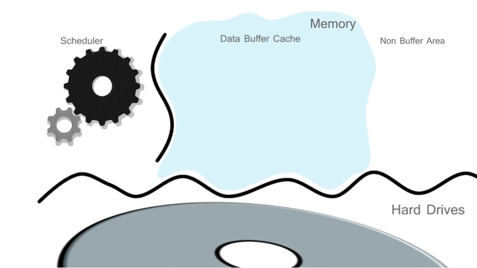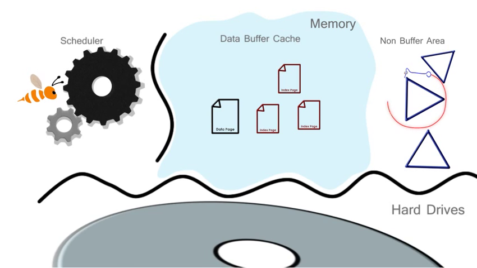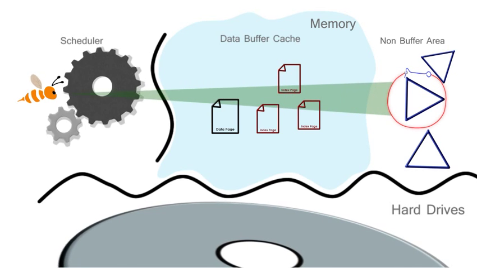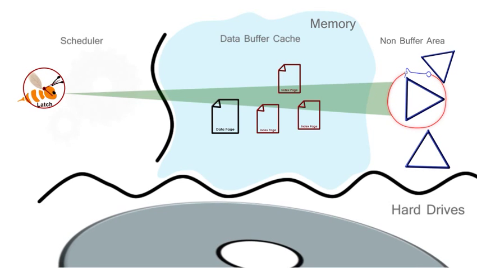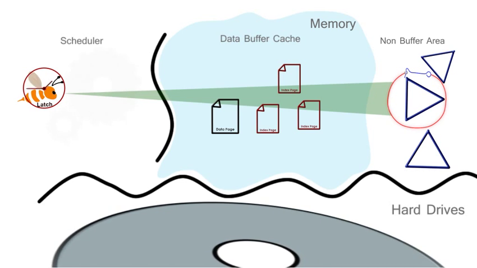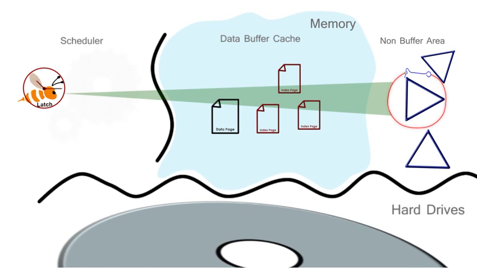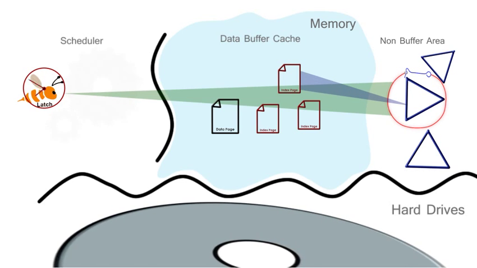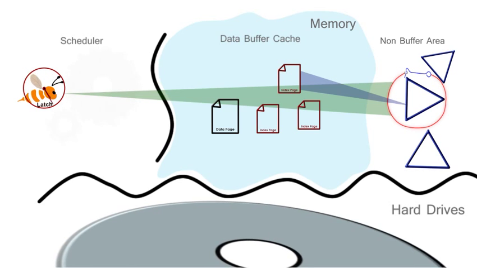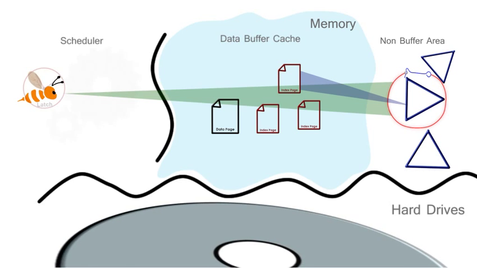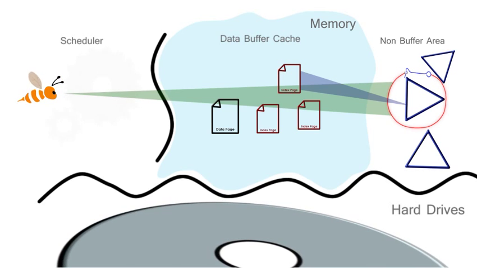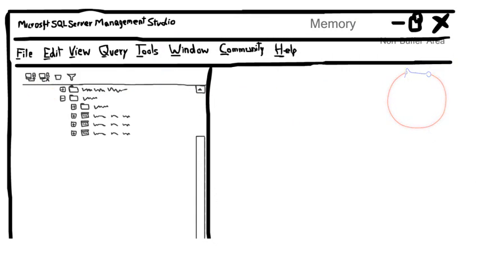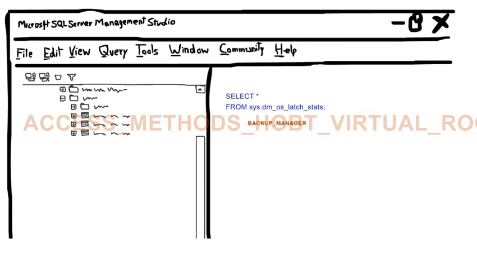Latch waits occur when a thread is waiting to acquire latches for access to non-buffer pages in memory. A common example is ACCESS_METHODS_HOBT_VIRTUAL_ROOT, which is used to access the metadata for an index that contains the page ID of the index's root page. There are several types of latch waits for non-data page structures, and these should be further investigated by querying sys.dm_os_latch_stats.